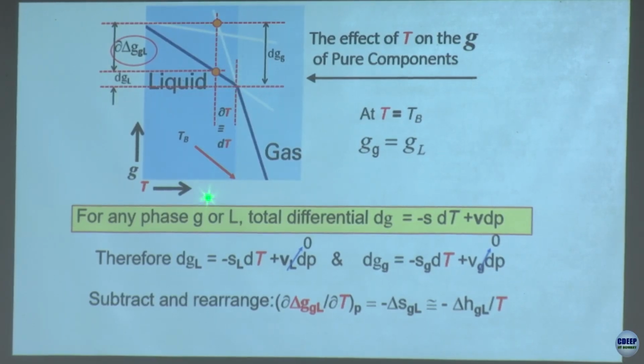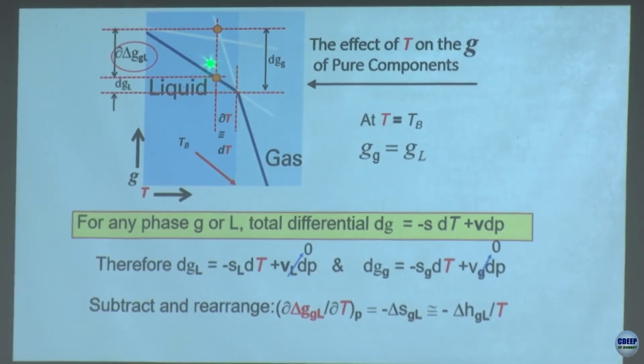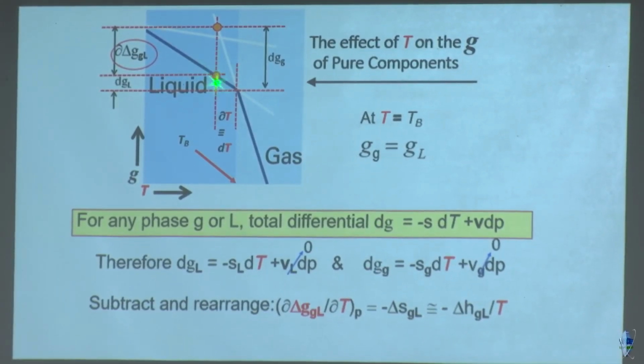This is T at which this is the liquid phase molar Gibbs free energy. This is the gaseous phase molar Gibbs free energy. So the difference between the two is going to be this delta GL. Fine. So at T equal to TB, G and GL are identical, which is this particular point.